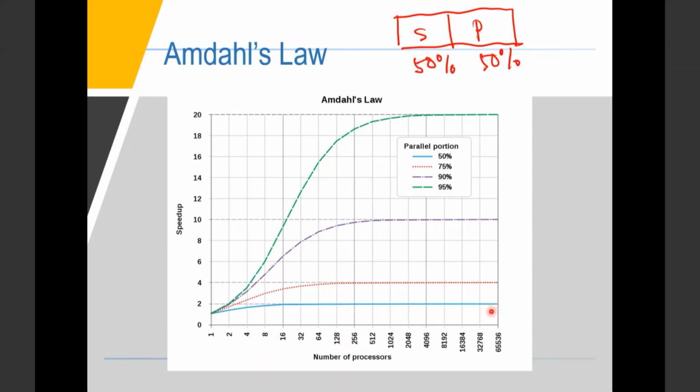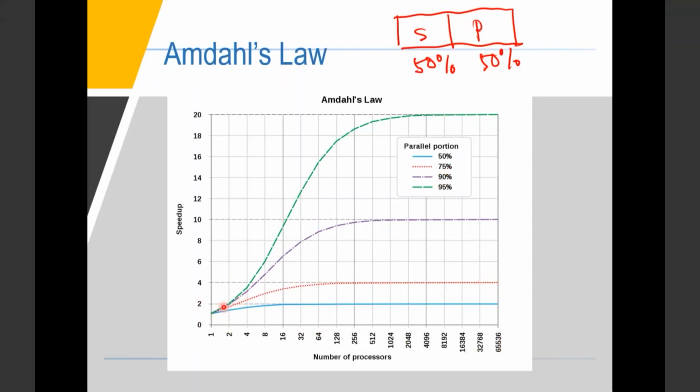Only 2 times, that is all the speed up you can get. Okay, you can increase the speed up to 2 times. When you increase the parallel portion to 75%, the red color here, what happens is the speed up is only up to 4 times. It means that even though you increase the number of processors to 65,536, the speed up is only up to 4 times.